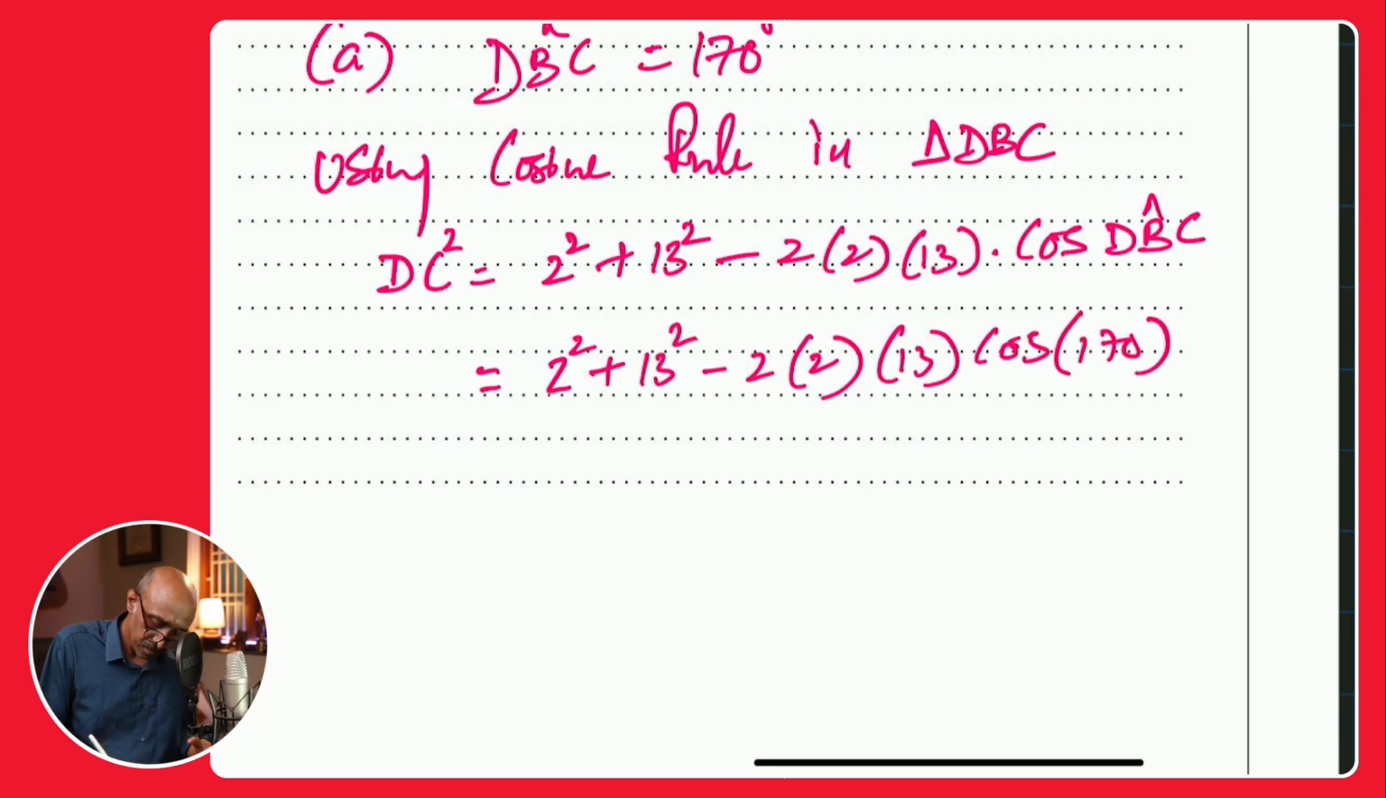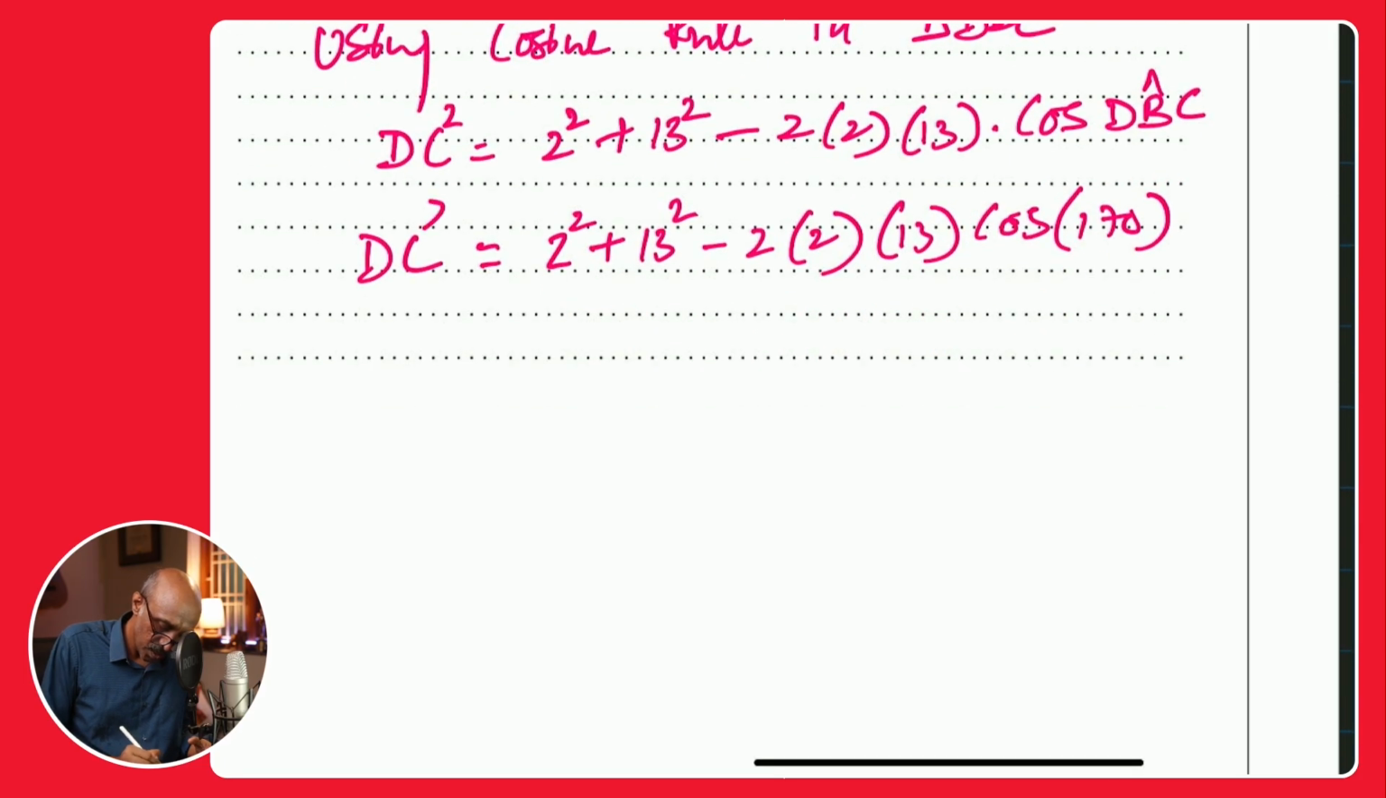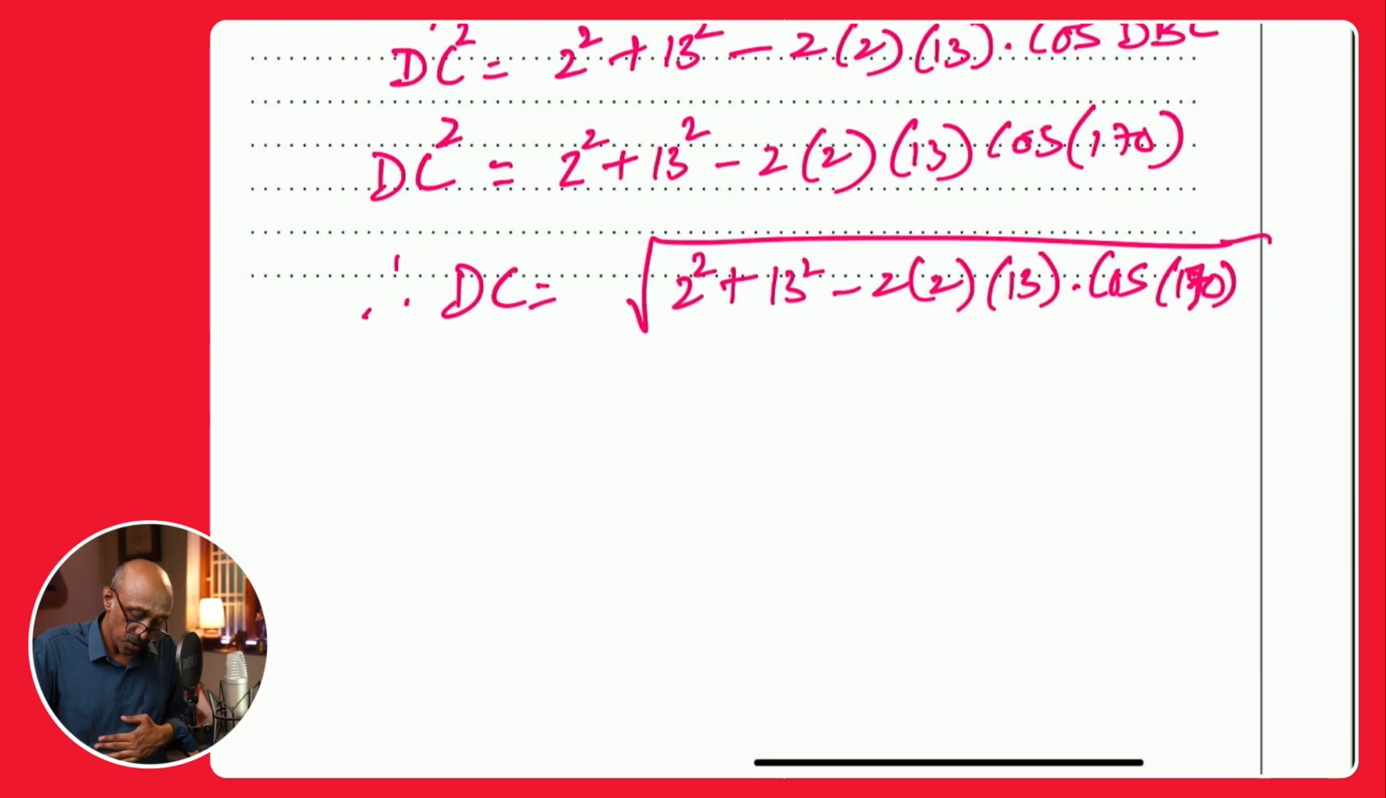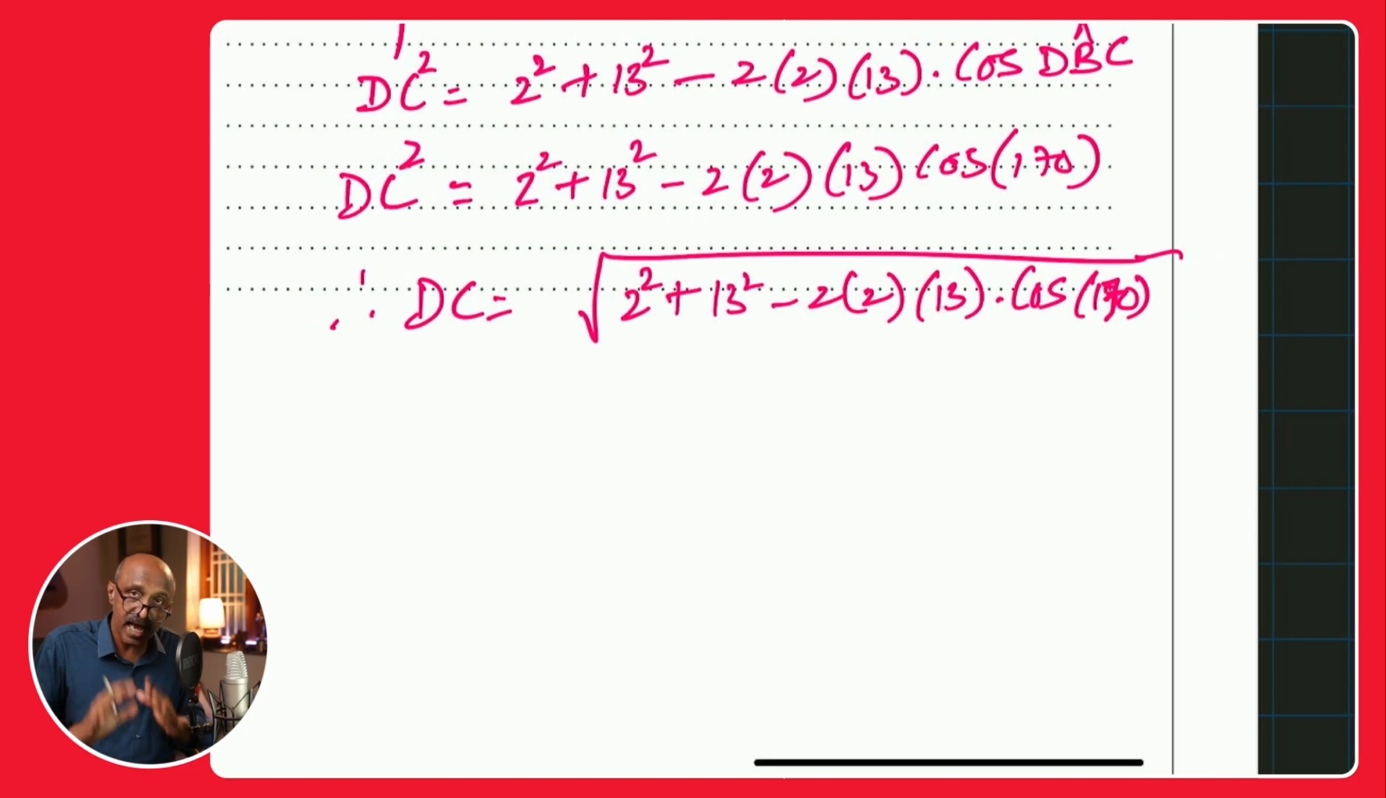This is the formula for DC square, but then you can say that DC is basically the square root. You can actually do that. 2 square plus 13 square minus 2 times 13 times cos 170. As I've shown you in the earlier videos, you can enter the expression as it is on your TI-Nspire if you're using one, all right? You don't have to do that and then find the square root. Just as you see, this is your DC, right?